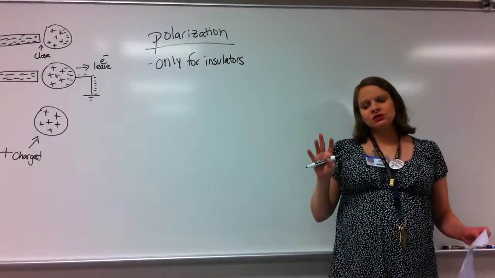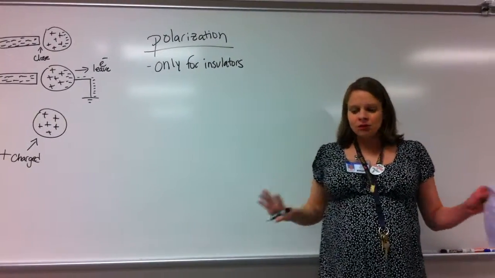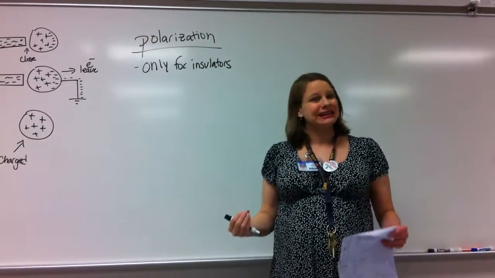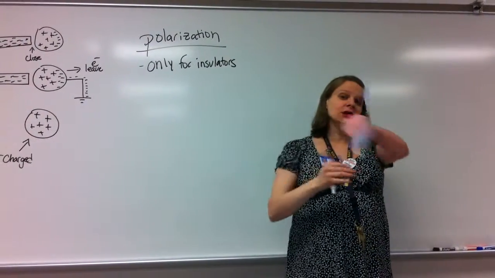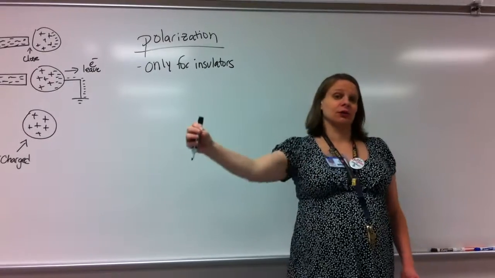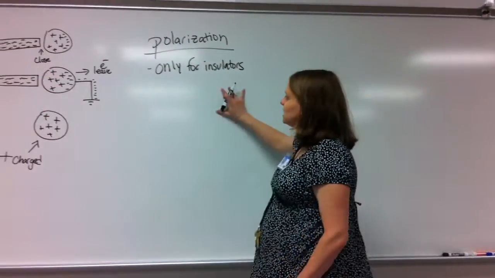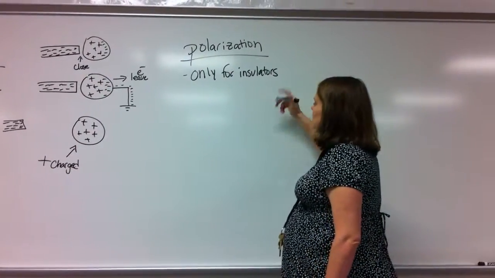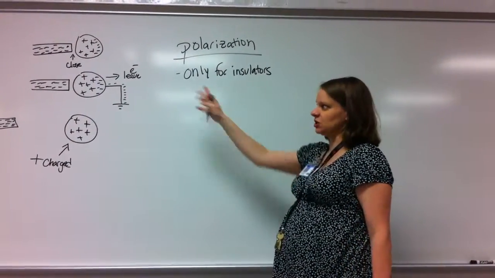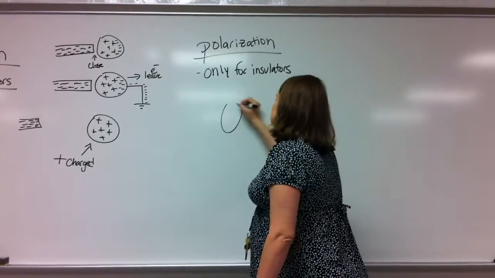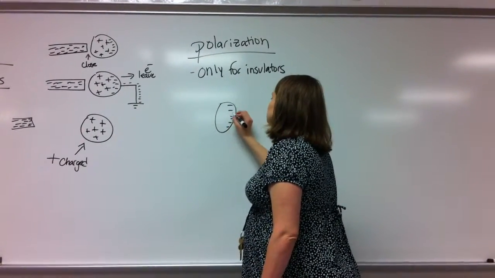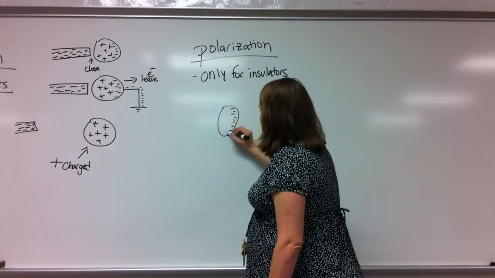In insulators, the electrons can kind of move around within the room, but they're not allowed to leave. They can spin their molecule, but they can't leave their molecule or their atom. So what we have here for polarization is a supercharged object just like before. Let's say this time we have a supercharged balloon or something. We have lots and lots of negatives on it.